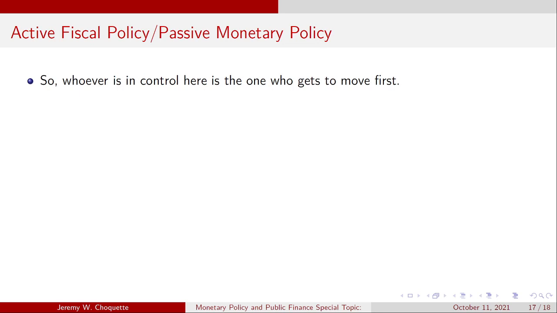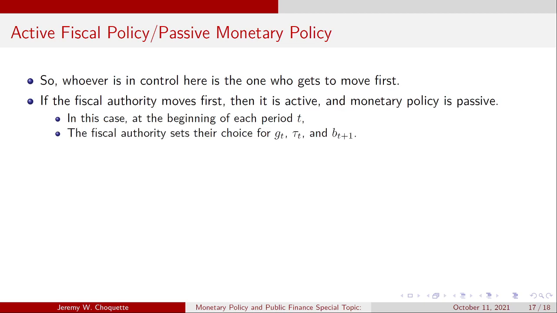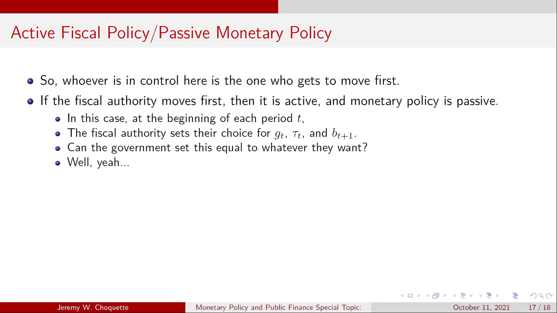Now, whoever's in control here is the one that gets to move first. The one who moves first is known as having an active measure in policy, and the one that moves second is passive. So if the fiscal authority moves first, then it's active and monetary policy is passive. In this case, at the beginning of each period, the fiscal authority sets their choice for government spending, taxation, and borrowing. Can the government set this equal to whatever they want? Well, if they get to move first, strangely and scarily enough, yeah, they can kind of set them equal to whatever they want. Because there's a free variable, which is seniorage.